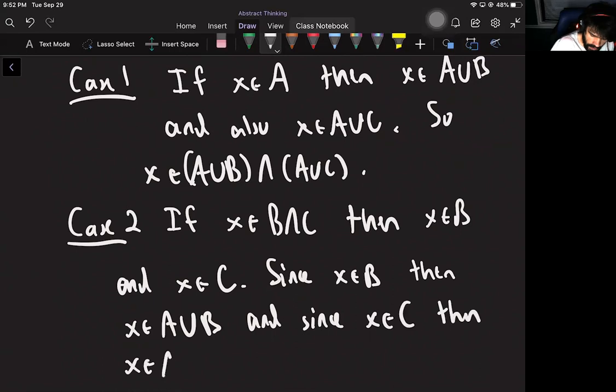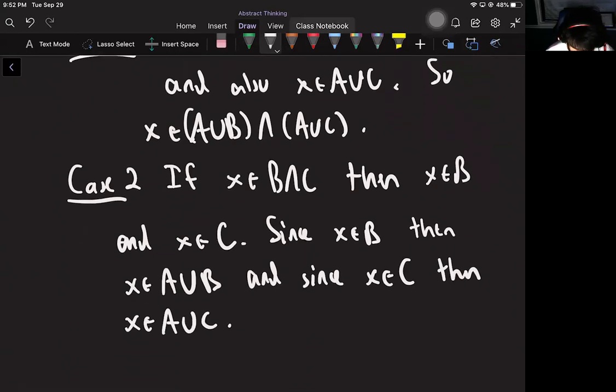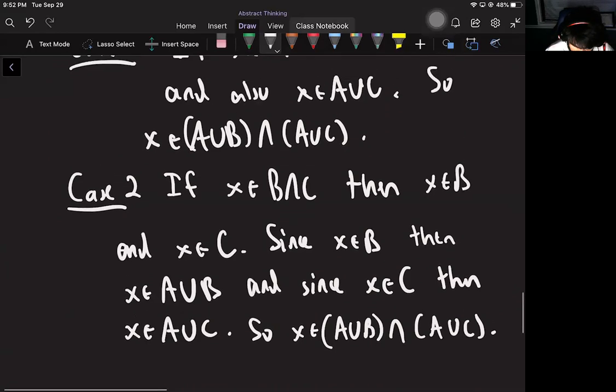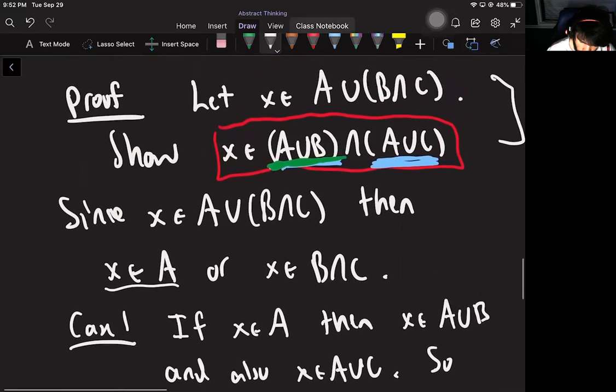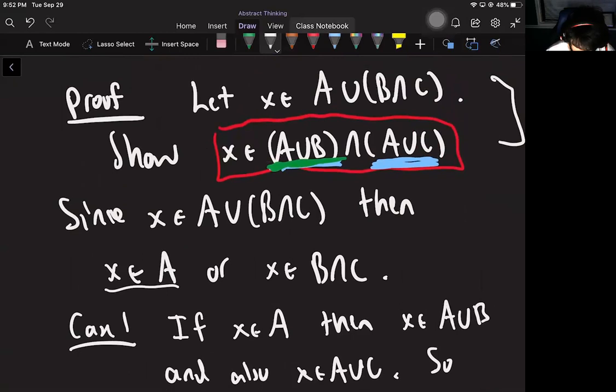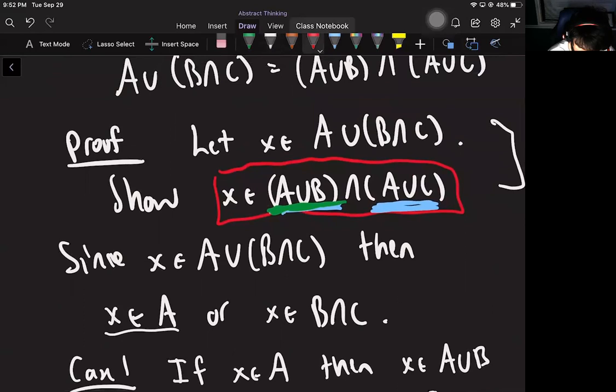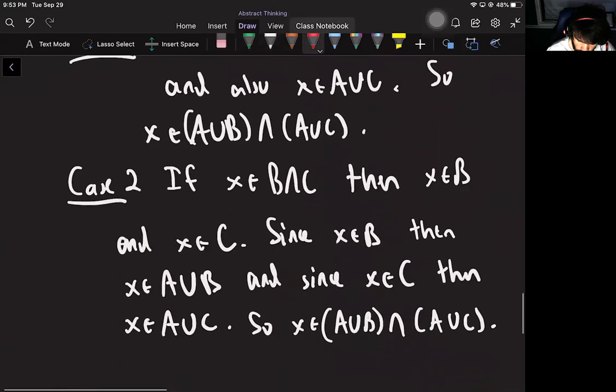X is going to be in A union C, because again, it's in one or the other. It's in C. That's enough to be in both. So now X is in both. X is in this thing, and it's in this other thing. That means it's in their intersection, because it's in both. That's what intersection means. So again, we've proven the conclusion, and we've proven it for both situations that occur when you let X start off by being in here. Okay, so that shows one direction.